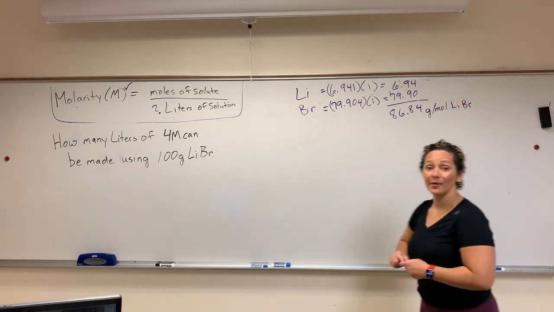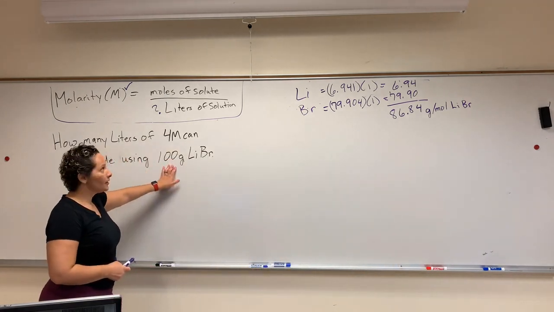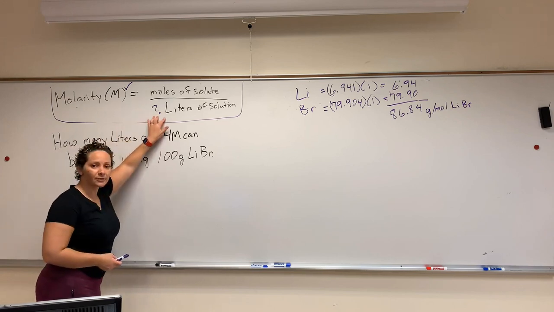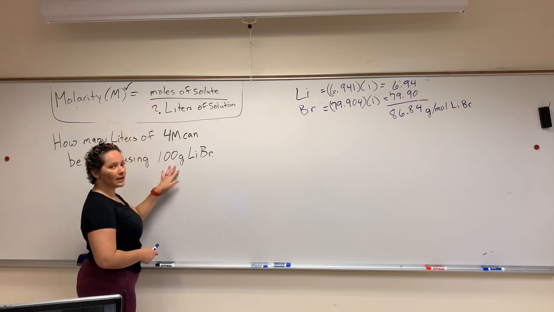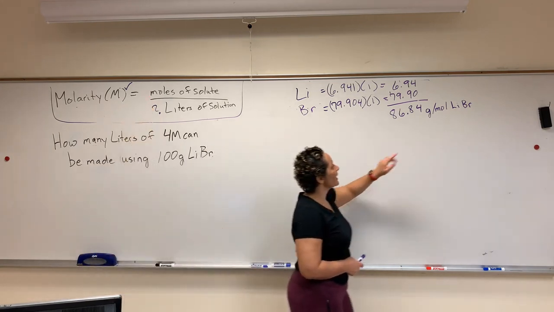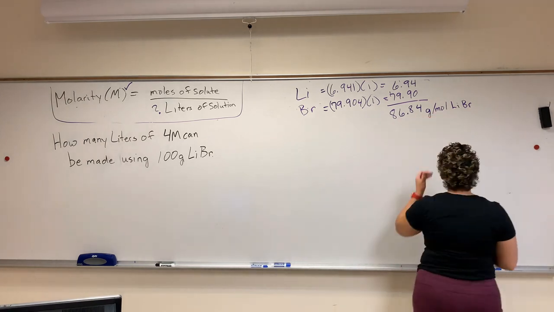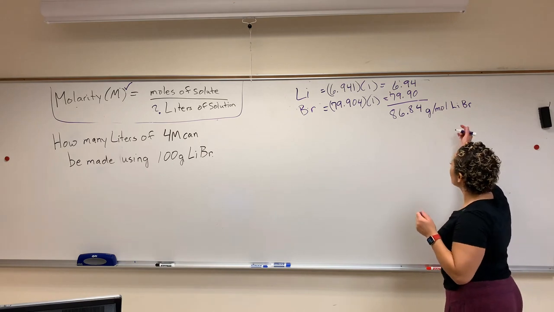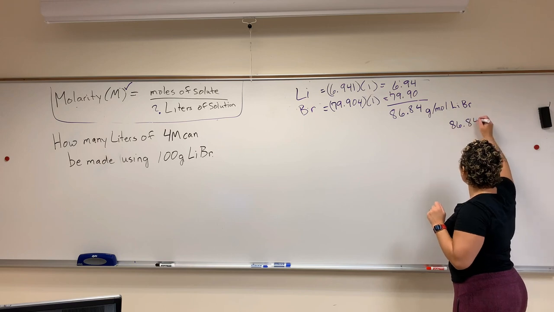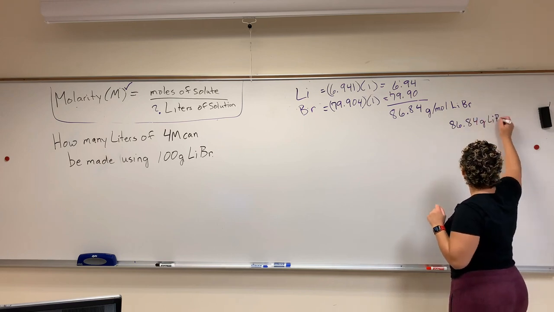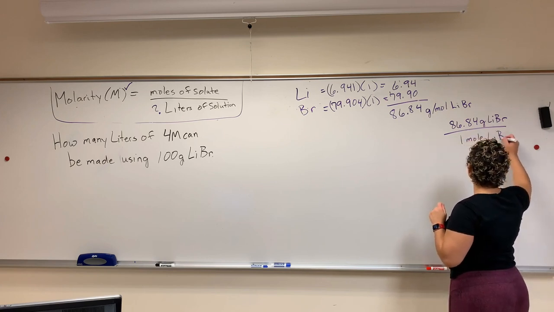So now what do I know? I know 100 grams of lithium bromide. Looking at my formula, I want to know how many liters. I have that. I don't have the moles yet, but I do have the grams. And since I have the grams and I have this, grams per mole, I can use this to figure out how many moles. All right, so then, let's go ahead and just write out the conversion factor off to the side. So 86.84 grams lithium bromide is equivalent to 1 mole lithium bromide.